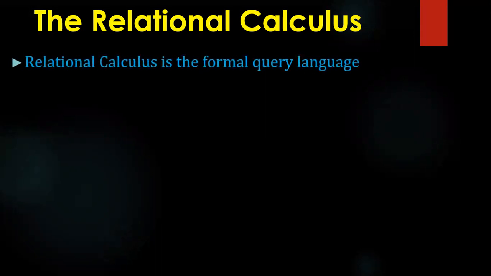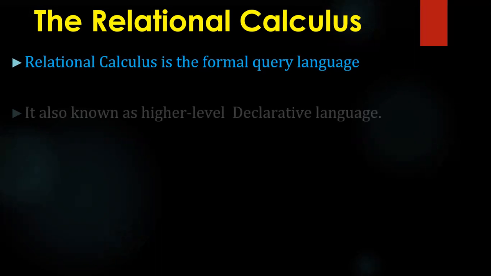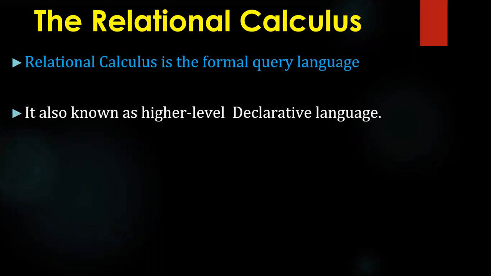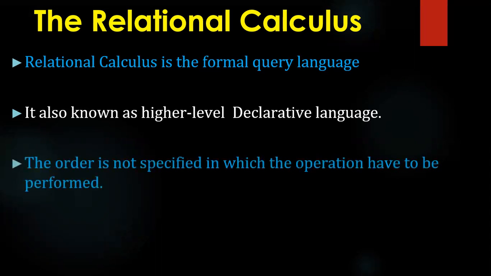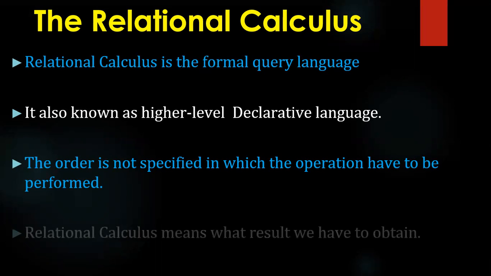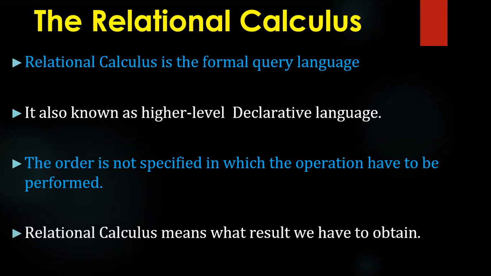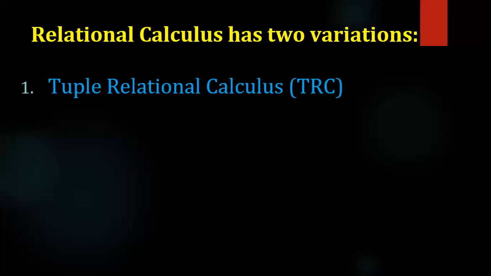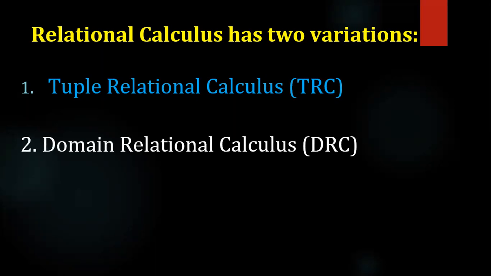Next is relational calculus. This is a formal query language, but it is a high level declarative language. As it is a high level declarative language, the order in which operations are performed is not specified. Relational calculus indicates what results we have to obtain, but relational algebra tells how to obtain those relations. Relational calculus has two variations: tuple relational calculus and domain relational calculus.